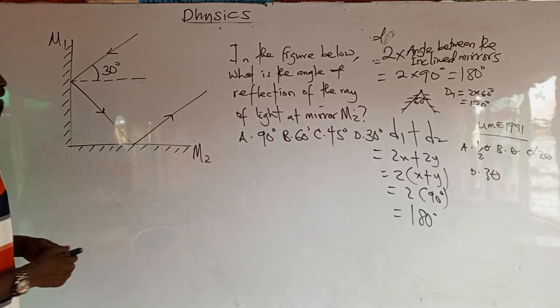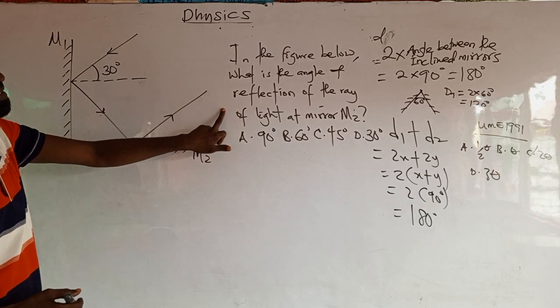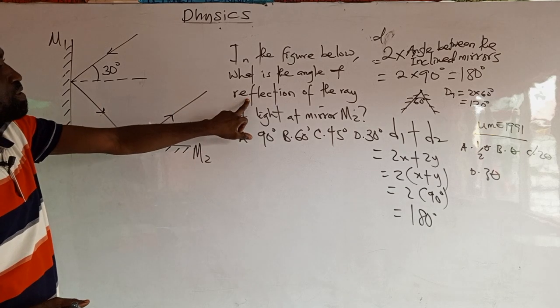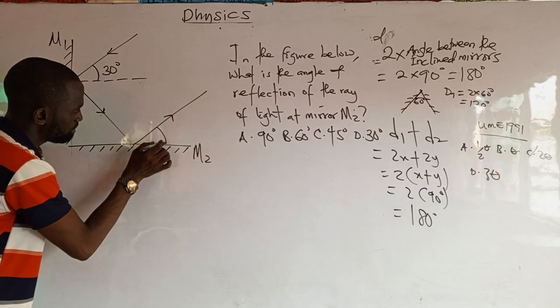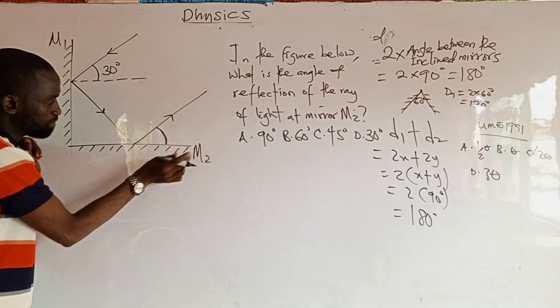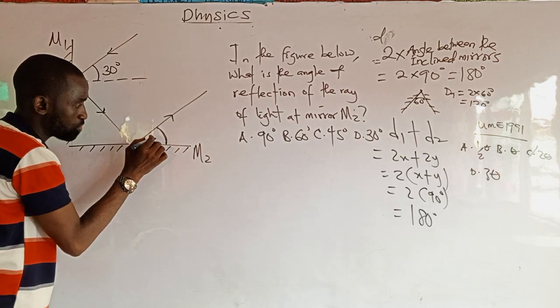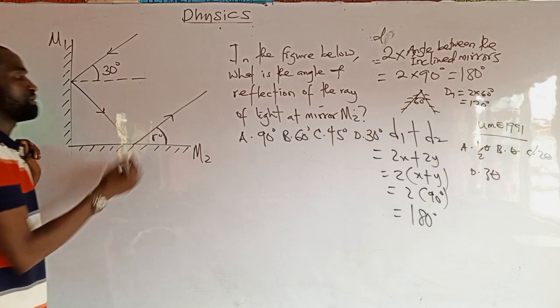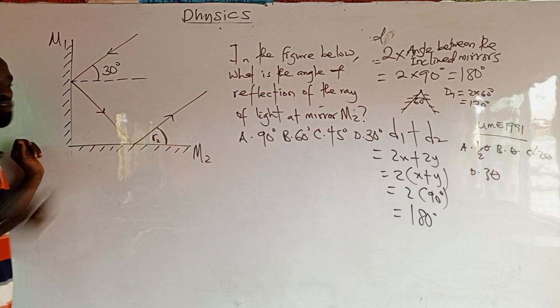Alright, what am I looking for now? The reflected ray of light, the angle of reflection of the ray of light at mirror M2. So where is the angle of reflection in this case? This is what I'm looking for. This mirror M2 now, the reflected ray of mirror M2. This angle is the angle of reflection. Let me put R2 here to indicate the angle of reflection at mirror M2.